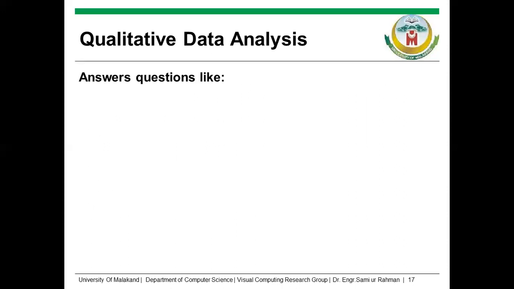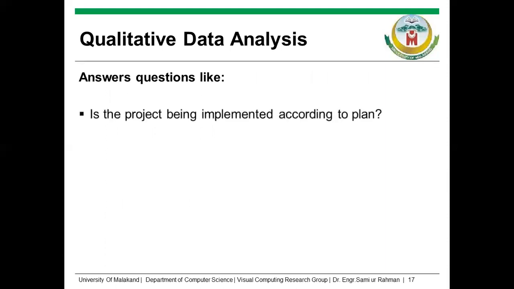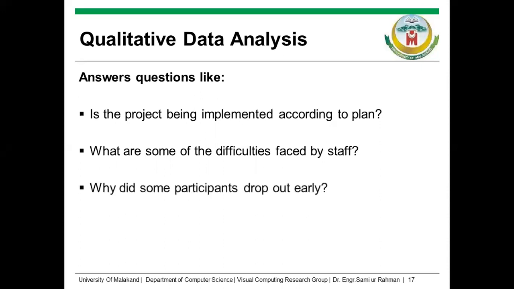Okay, and in qualitative data, the answers are like, is the project being implemented according to the plan? And what are some of the difficulties faced by staff? So these difficulties can't be answered in numerical values. And why did some participants drop out early?